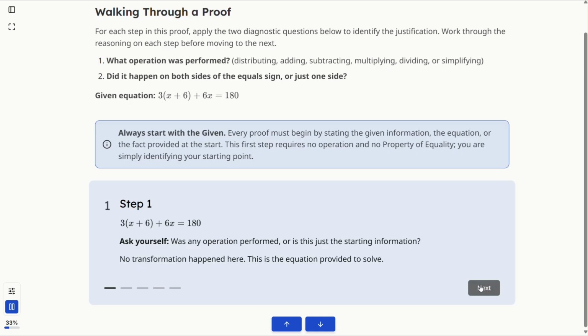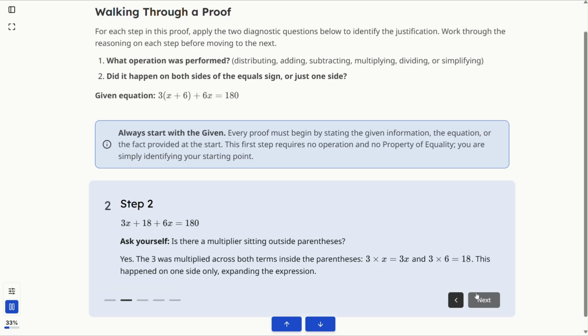Given equation. Always start with the given. Every proof must begin by stating the given information, the equation, or the fact provided at the start. This first step requires no operation and no property of equality. You are simply identifying your starting point. Step 1. Ask yourself, was any operation performed or is this just the starting information? No transformation happened here. This is the equation provided to solve. Step 2. Ask yourself, is there a multiplier sitting outside parentheses? Yes. The 3 was multiplied across both terms inside the parentheses, and this happened on one side only, expanding the expression.